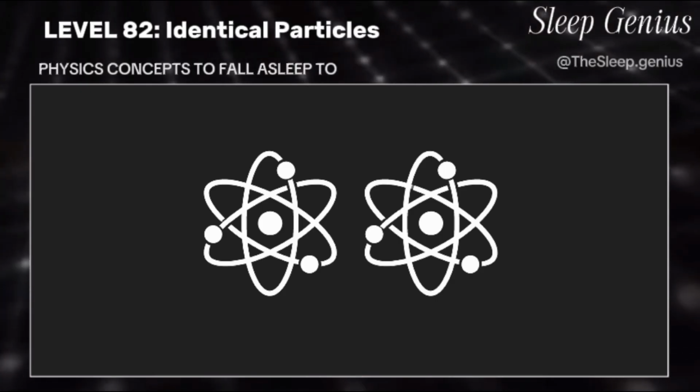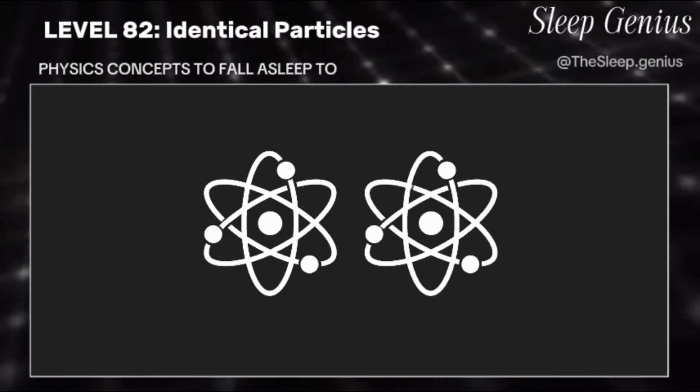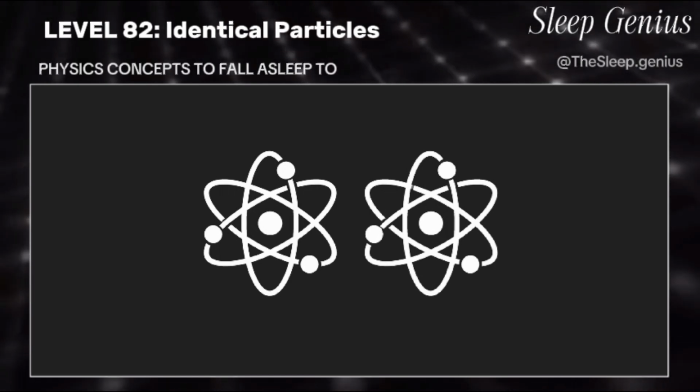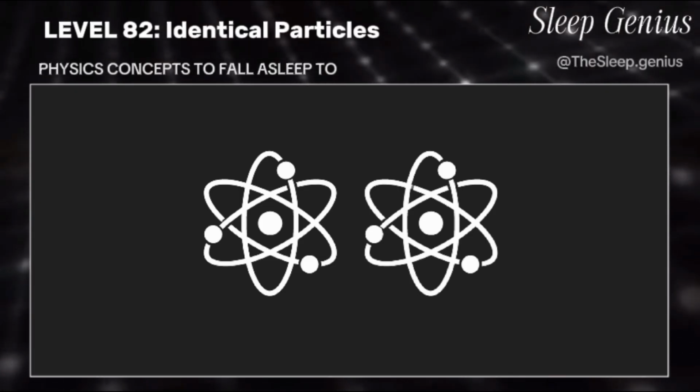Identical particles show repeated arrangements and tendencies. Electron shells, Bose-Einstein condensates, and photon beams are examples of predictable outcomes. Understanding identical particles teaches that order emerges from sameness. They reveal universal principles that guide nature at the smallest and largest scales.